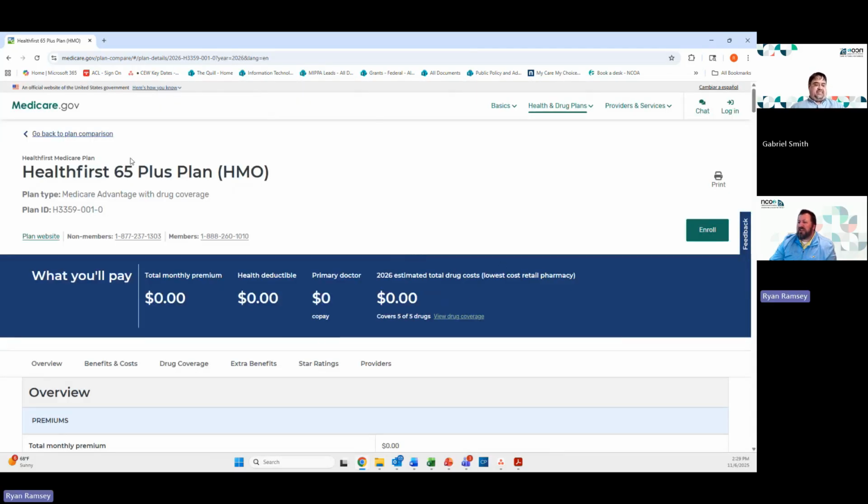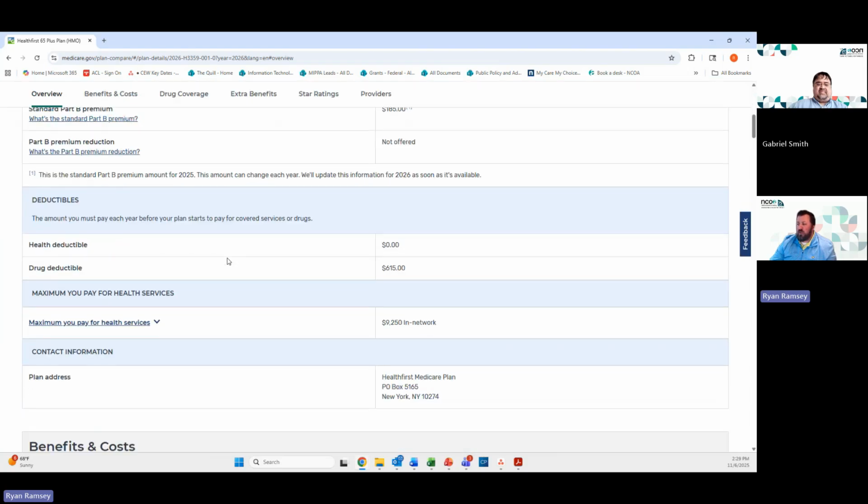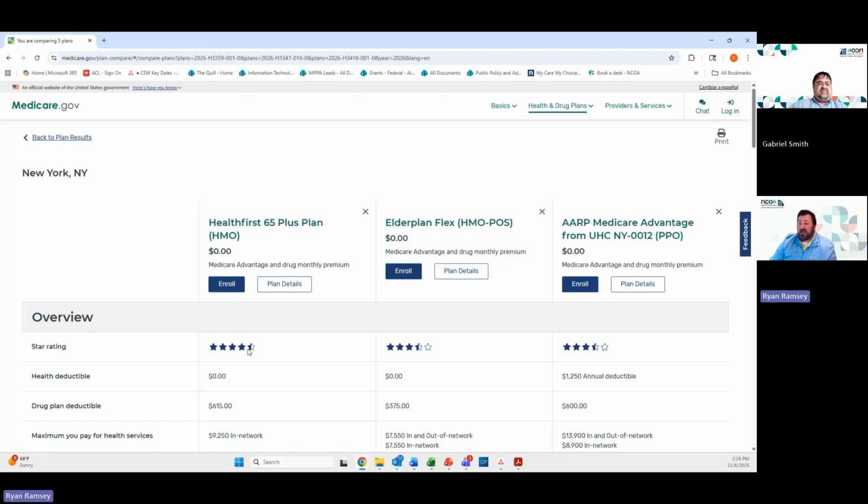So just quickly, I just selected Health First 65 Plus plan merely because that plan was the first one that existed right here. It was the furthest to the left, and it had the highest star rating. That is something that, generally, is sort of like the last level of how I would determine the value of these plans. You look at what the coverage is going to look like.